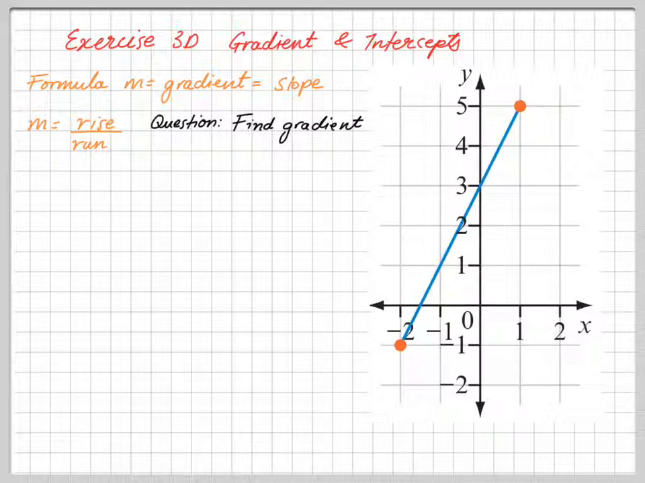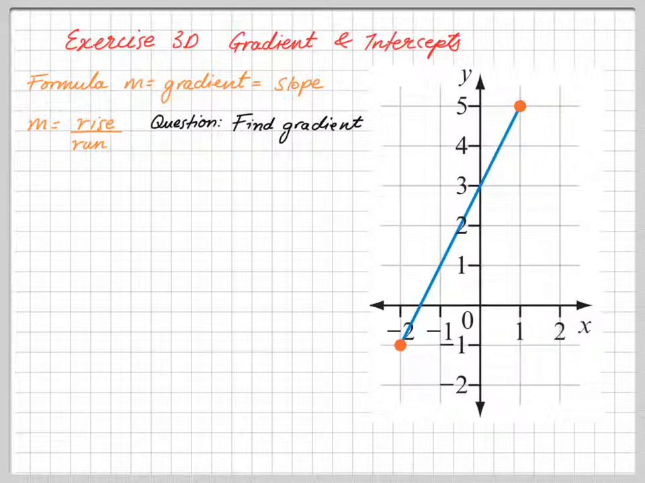So as we covered in the last exercise, or the last class that we had, we understood that the gradient is m and also the slope. It's also known as m, and it's also known as the slope. So how steep the line of the equation is. Another formula that we covered in the last class is that the gradient is rise over the run.